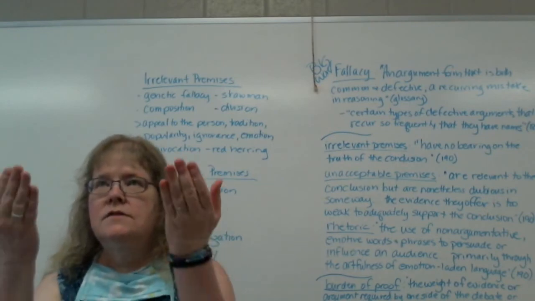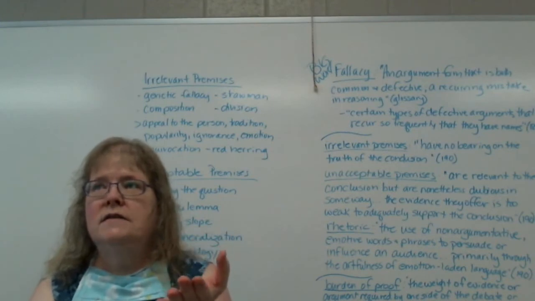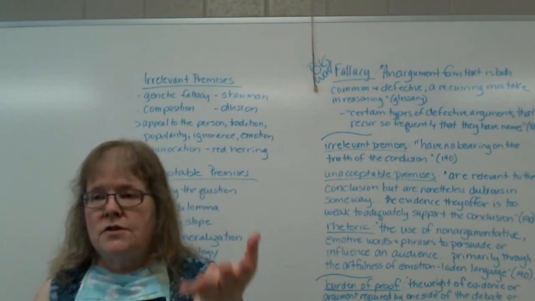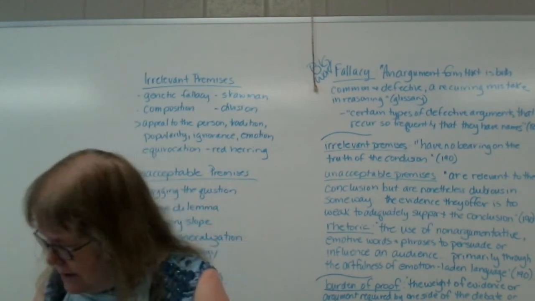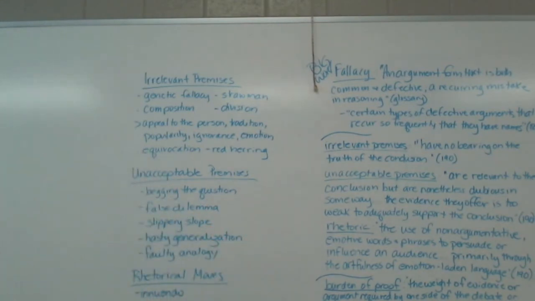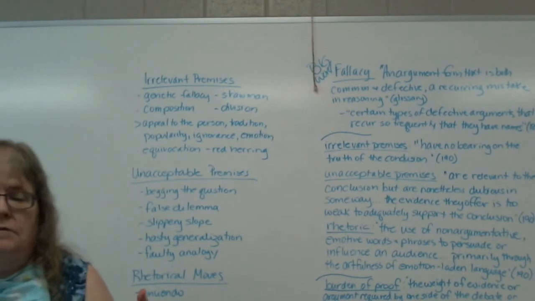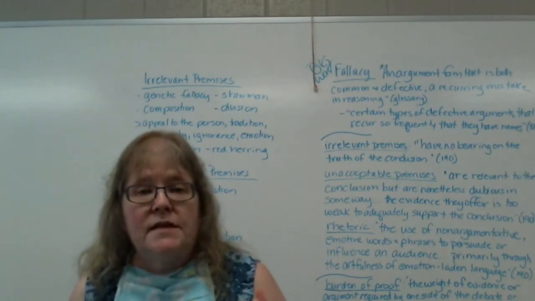We have it in two different ways, basically. The genetic fallacy is when a claim is judged true or false based solely on its origin. That's why it's genetic. It's solely based on its origin.